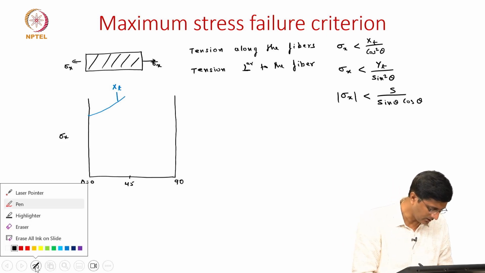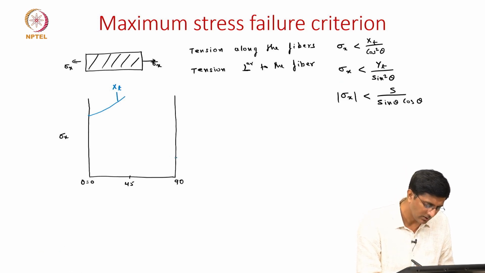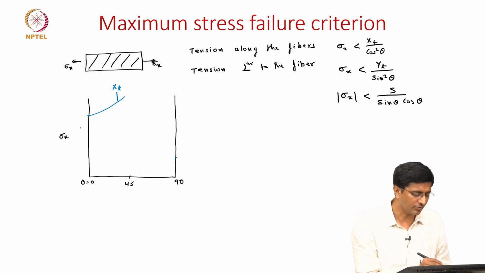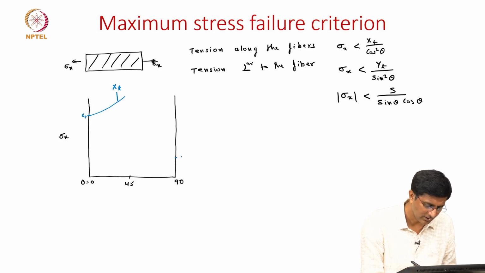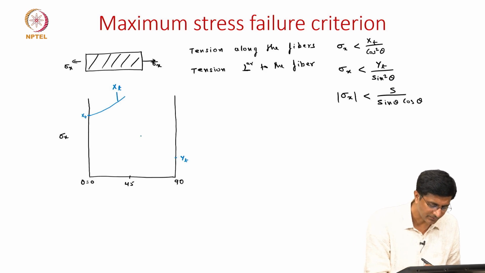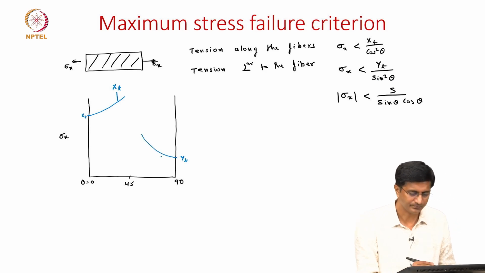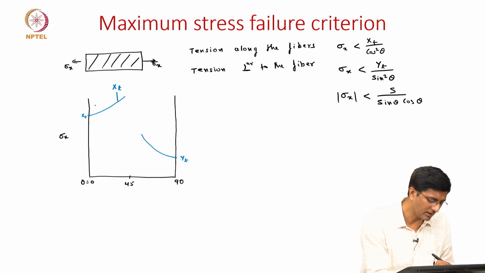Let's see the second and the third equation. The second equation is Yt. Usually the strength perpendicular to the fibers is much less than the strength along the fibers. So let's say this is somewhere at Xt, and here we are starting at Yt. And since we have sin squared theta in the denominator, it's again an increasing function. But this third expression, S by sin theta cos theta, varies with theta and has an expression something like this.